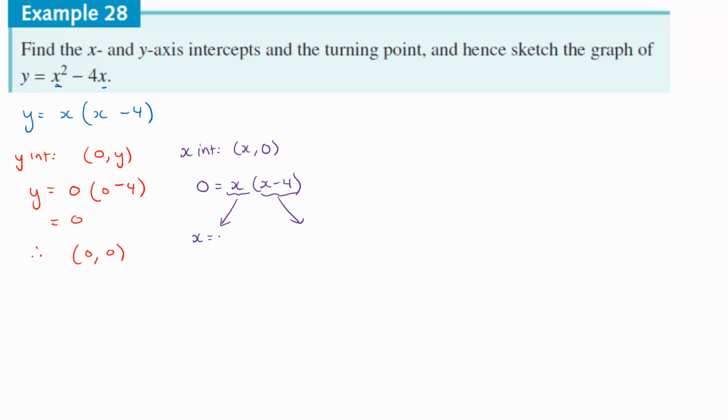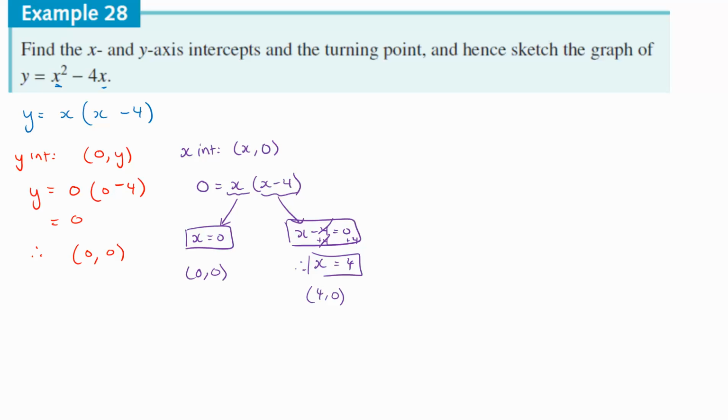It could be x equal to 0 in this case here, or it could be x - 4 equals 0. If it was x - 4 equals 0, then we know that x has to be 4, because I'm adding 4 on both sides to remove the 4's and get x by itself. So what does that tell me? Now I've got two coordinates. I've got (0, 0), and I've also got (4, 0), where y is 0. Those are my x-intercepts and y-intercept.